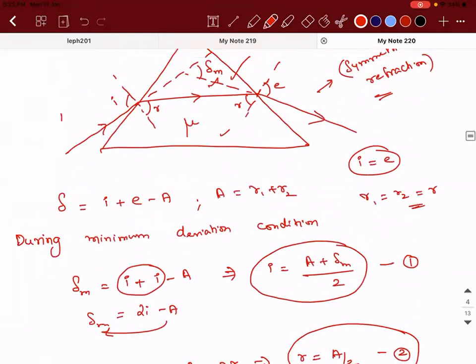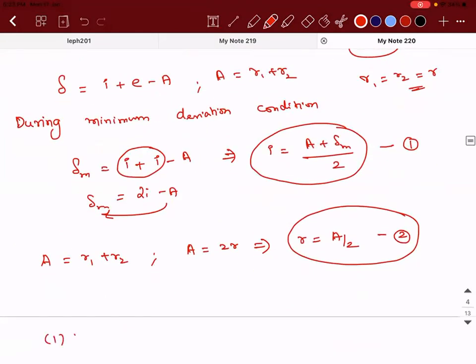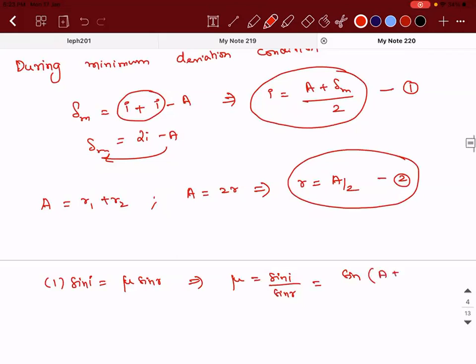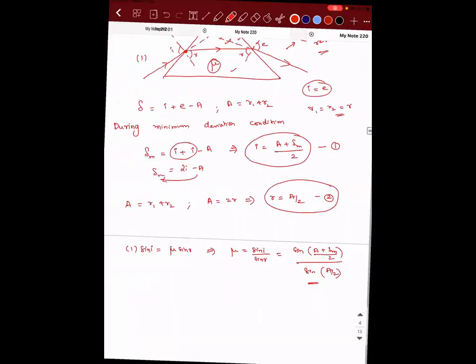So the refractive index of the outside material is 1 and the refractive index of the inside material is mu. So applying Snell's law at this boundary, I get 1 into sine I equal to mu into sine R, which implies mu will be equal to sine I divided by sine R. But what is sine of I? I is A plus delta M divided by 2 and sine of R is going to be sine of A divided by 2. So this is going to be the formula which we are going to apply for finding the refractive index of that material. Okay. So make a note of this.